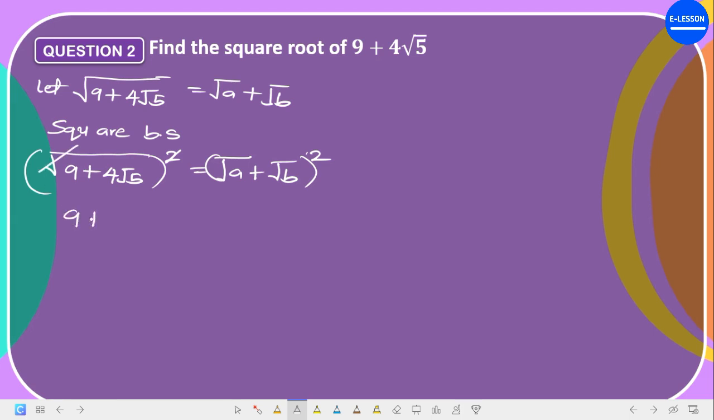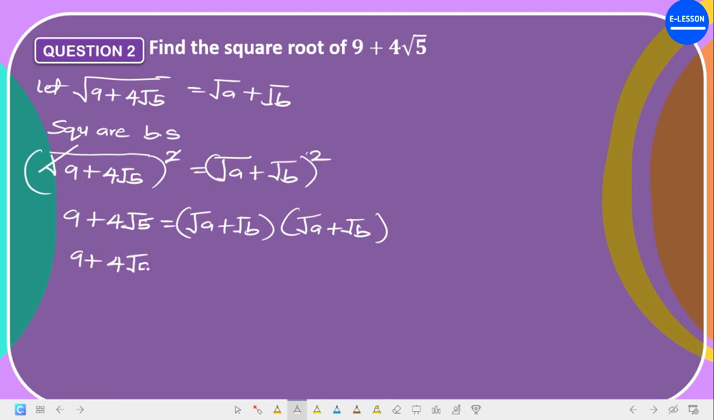So we have 9 plus 4 root 5 is equal to, now this square here means you should multiply this twice, right? So we have root A plus root B in a bracket, then root A plus root B. The square here means multiply this one twice. This square cancels the square root from here. So this gives us 9 plus 4 root 5 is equal to, now open the brackets. Are we getting it now?